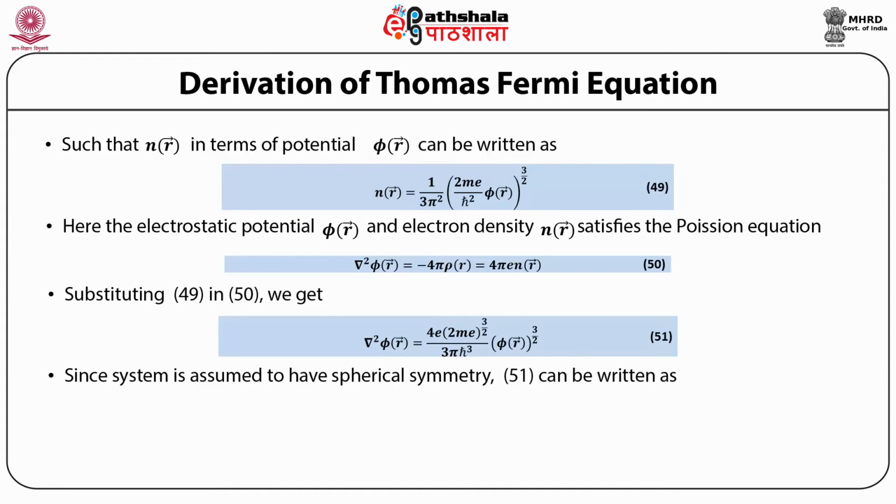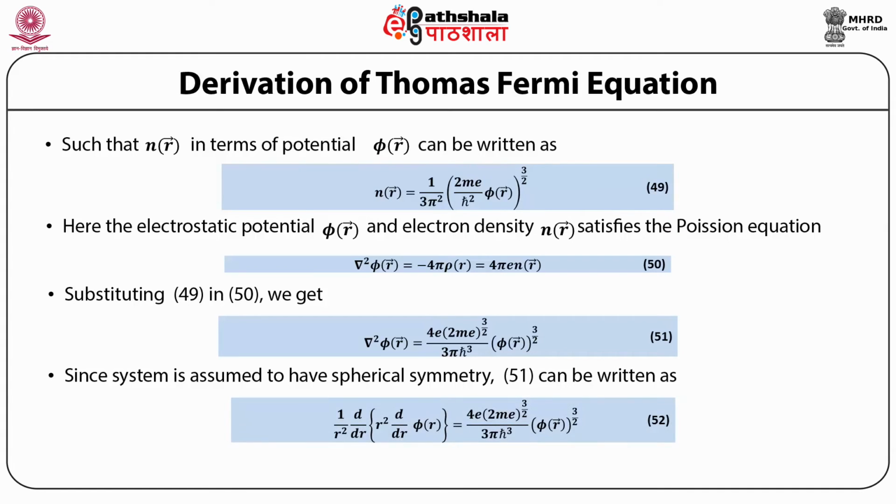Since the system is assumed to have spherical symmetry, 51 can be written as 1 upon r squared d upon dr of r squared d upon dr phi(r) equals 4 times e multiplied by (2me) raised to power 3/2 divided by 3 pi h bar cubed, multiplied by phi(r) raised to power 3/2. Equation 52 is the famous Thomas-Fermi equation of the system.